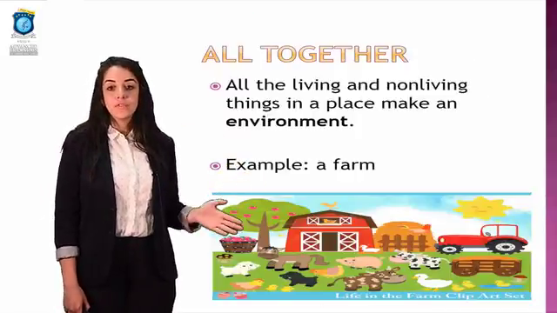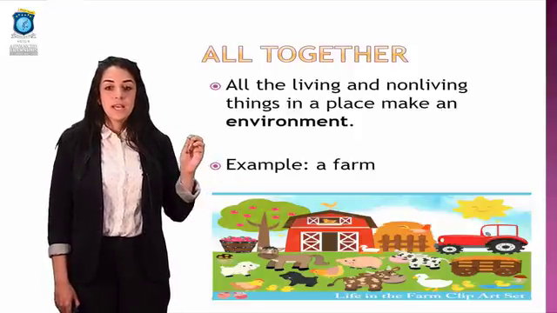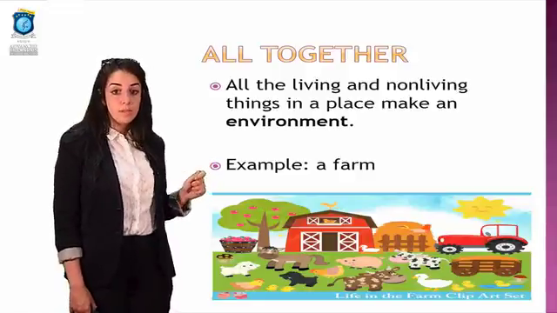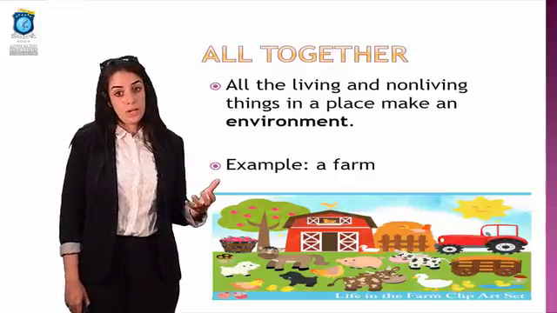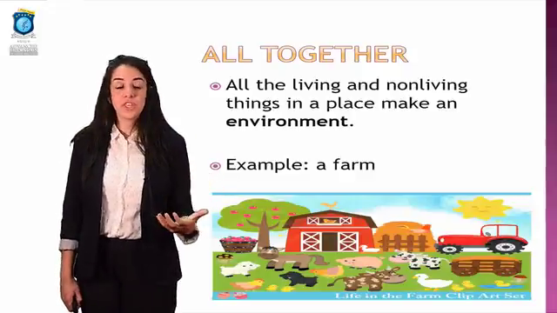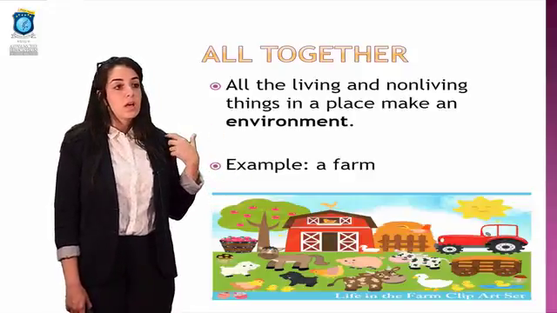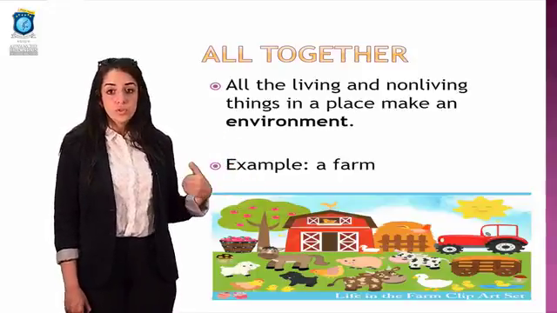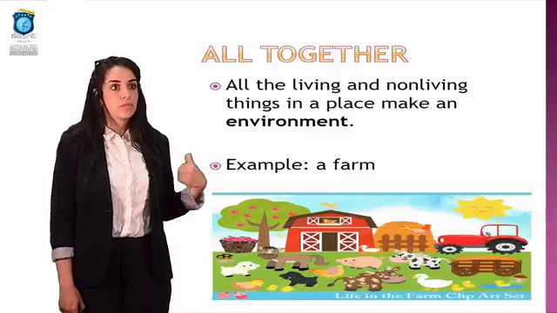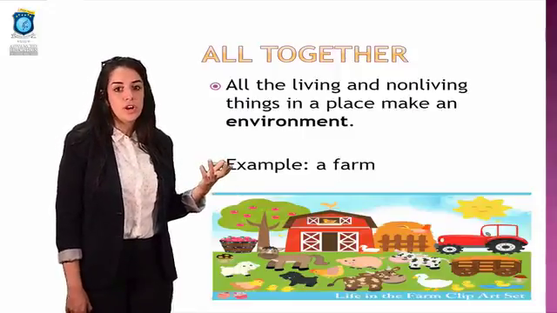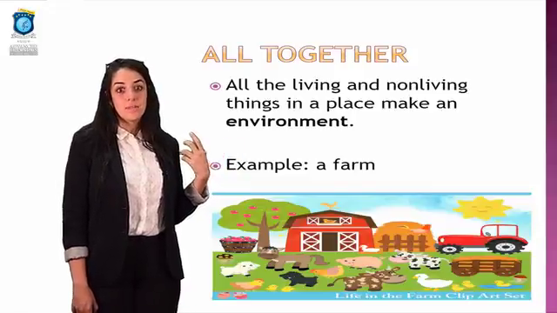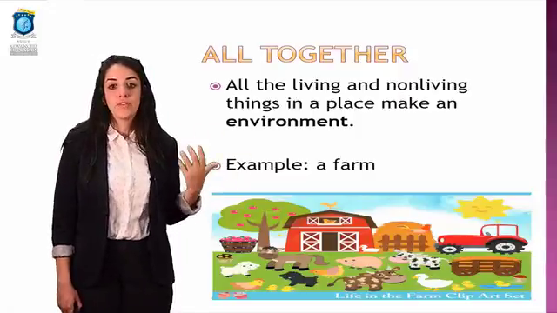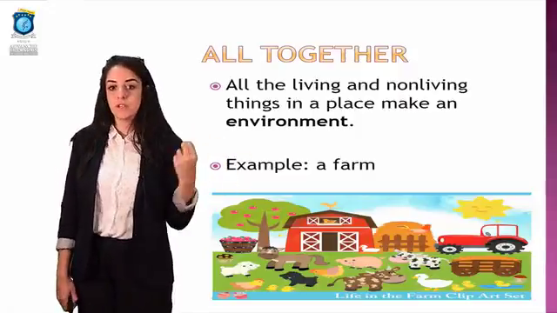All the living and the non-living things, they live in a place called environment. What is an environment? Environment is like the school that you're in. In a school, you can find non-living things like tables, chairs, board, bags. These are the non-living things. And you can also find living things like your friends, your teacher, the plants that you see all over the school. All this place is called an environment because it has living things and non-living things.